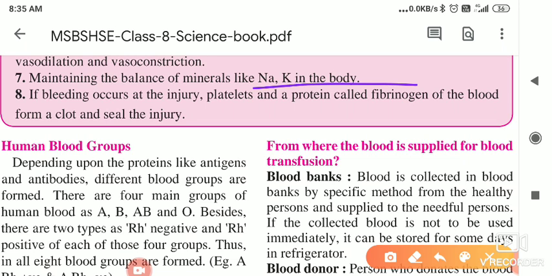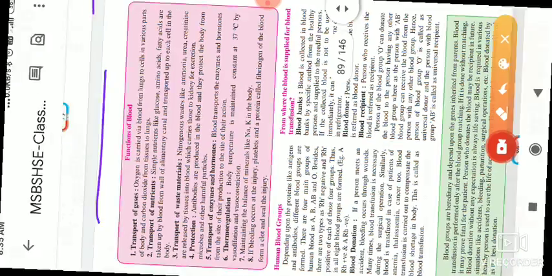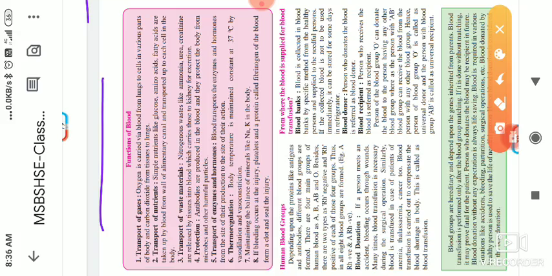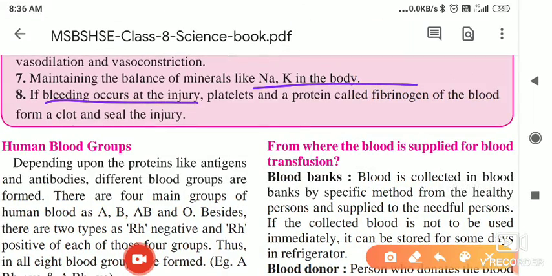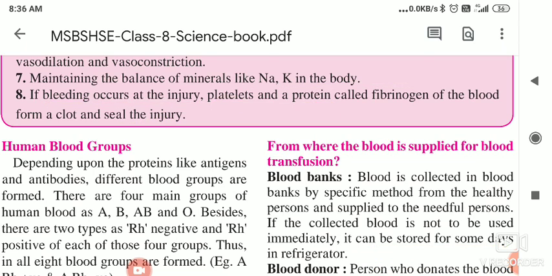And the eighth one is if bleeding occurs at an injury. Sometimes we get into an accident, sometimes we get hurt, and the blood oozes out from the body. At that time when bleeding occurs, the platelets and the protein fibrinogen make the blood clot at that place. The blood clots and seals the injury, and the flow of blood stops from that place.